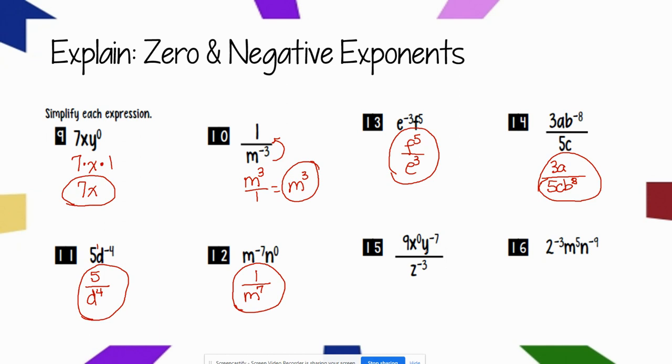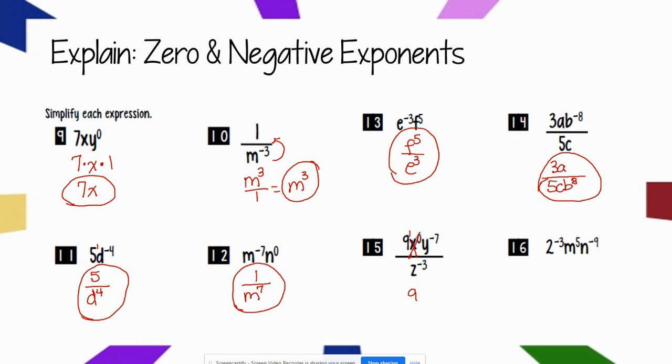For 9x to the 0, y to the negative 7th over z to the negative 3rd, we need to start with each one of these. So if we start with 9, we know that 9 has an invisible exponent of 1, and there's nothing wrong with that, so that can stay exactly as it is. Well, x to the 0 becomes 1 because any number raised to the 0 power is 1. This really says 9 times x to the 0, so really this says 9 times 1. But 9 times 1 is just 9, so this kind of just cancels itself out.